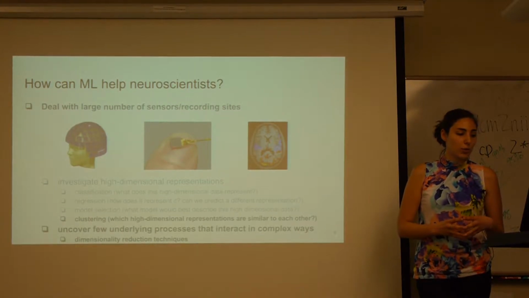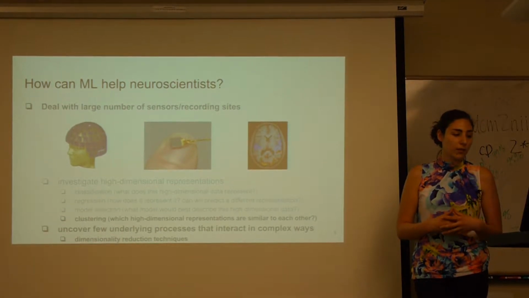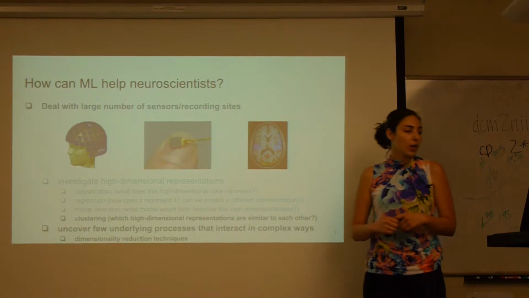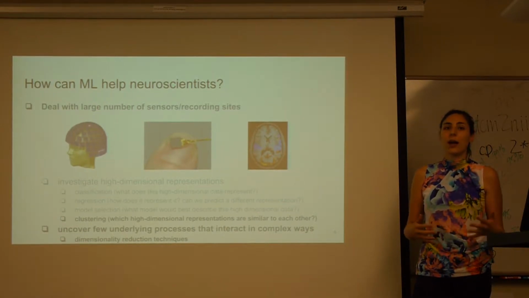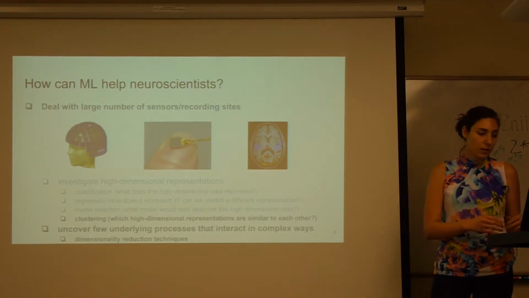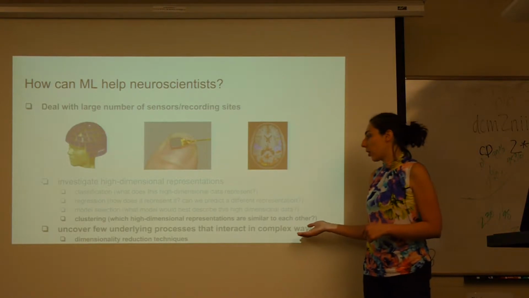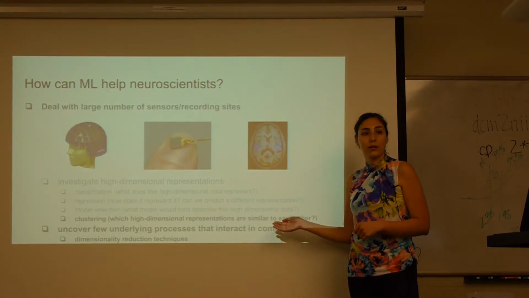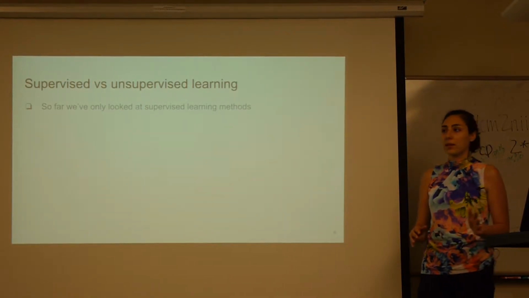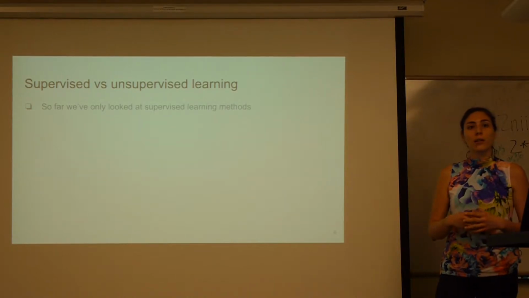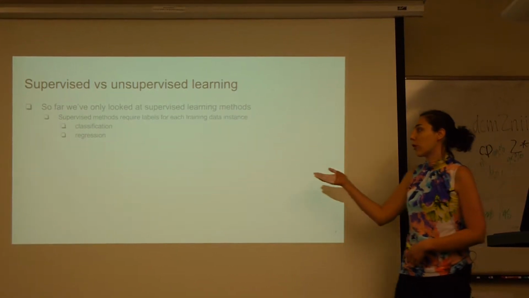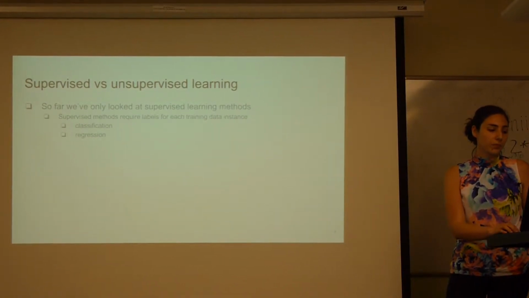And another way to work with high numbers of sensors or recording sites is to use dimensionality reduction techniques, which uncover underlying processes that interact in simple or complex ways to give us our observed data. So both of these techniques are unsupervised, so they don't require labels for our data. And so far, what we've talked about is just supervised methods. So supervised methods require labels to do either classification or regression that we've talked about.